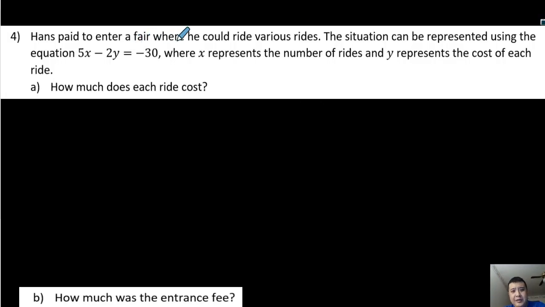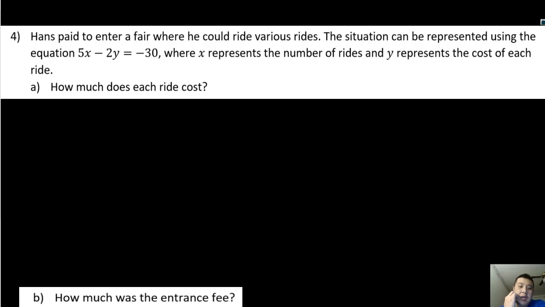Hans paid to enter a fair where he could ride various rides. The situation can be represented by the equation 5x minus 2y equals negative 30, where x represents the number of rides and y represents the cost of each ride. How much does each ride cost? So we're trying to find the unit rate, and it's really hard to figure out what the unit rate is. One thing that's not great about standard form is that it doesn't give us the slope in a way that we can see right now.